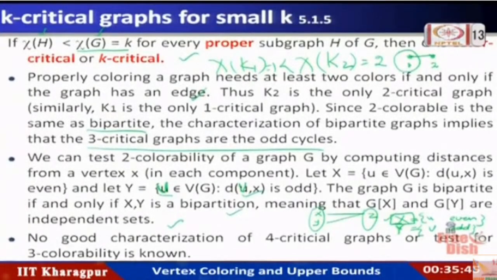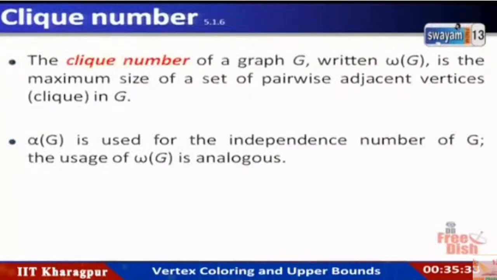Now there is no good characterization of 4 critical graphs, or a test for 3 colorability, known to us. Let us take another definition, the clique number. The clique number of a graph G, written little omega of G, is the maximum size of a set of pairwise adjacent vertices in the graph. Earlier we gave alpha of G, the independence number of a graph G, that is the maximum size of an independent set available in the graph.